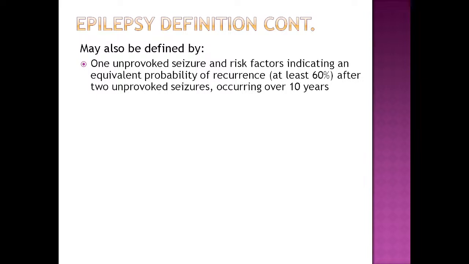A slightly more relaxed definition of epilepsy is that a person has one unprovoked seizure, but he or she is at high risk of having a recurrent seizure. So that risk is about 60%. That is calculable based on the type of risk factors that are present in the individual.